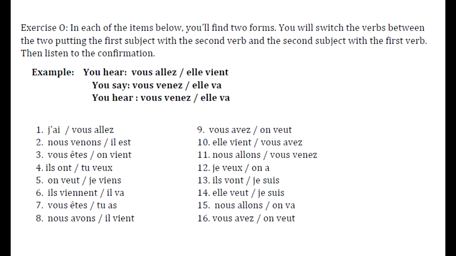11. Nous allons, vous venez. Nous venons, vous allez. 12. Je veux, on a. J'ai, on veut. 13. Ils vont, je suis. Ils sont, je vais. 14. Elle veut, je suis. Elle est, je veux. 15. Nous allons, on va. 16. Vous avez, on veut. Vous voulez, on a.